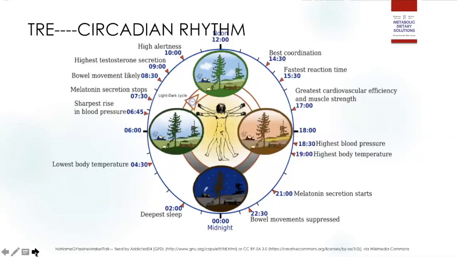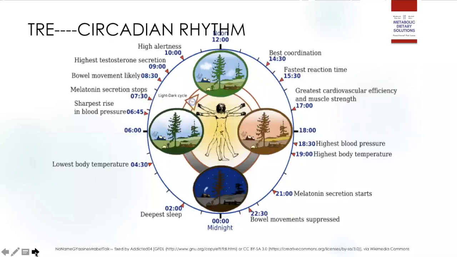So, in simple terms, your body has a clock, and this clock is there in every cell of your body. It starts in the brain, and as you can see from this picture, the clock functions in different ways in different organs. You can see that the best coordination is in the afternoon, and the fastest reaction time is also in the afternoon. If you think back to our hunter-gatherer ancestors, you can understand why that would be important, because that is a time when most of them went hunting, right?